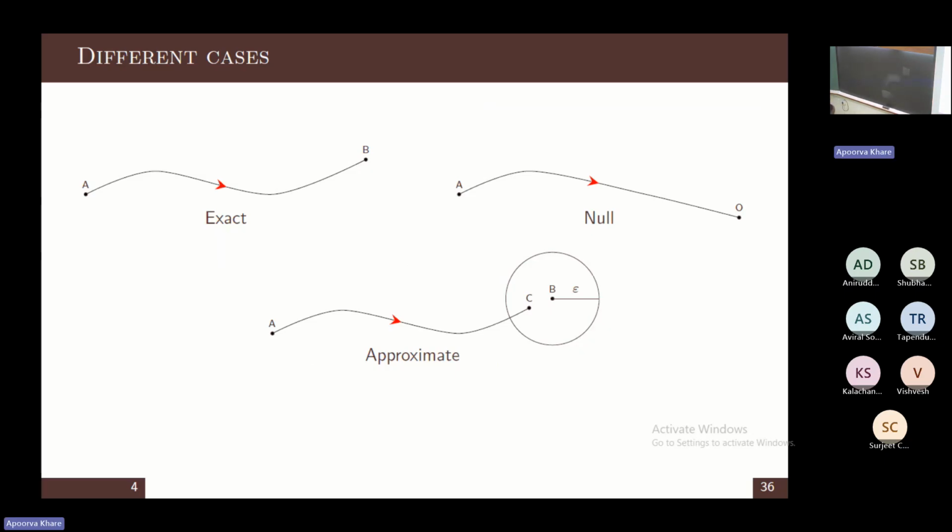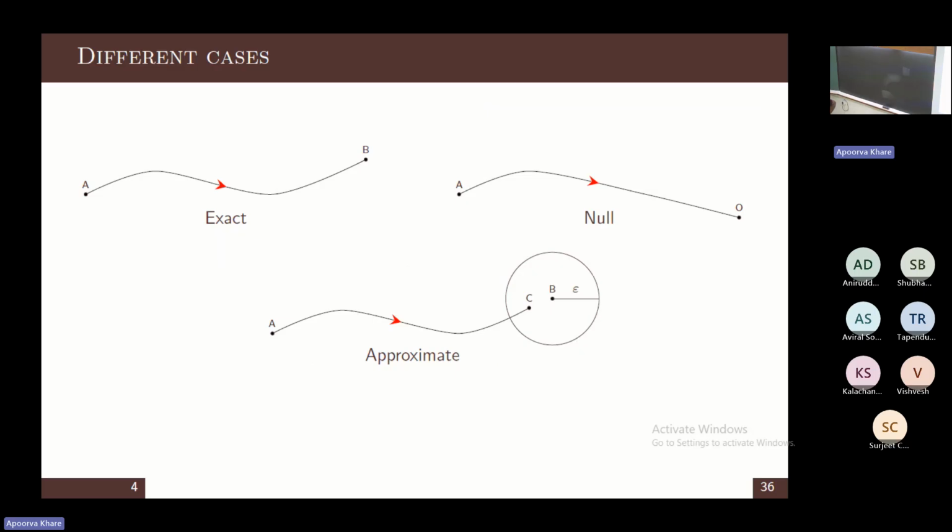So coming to the theory part, if you consider the control problem, there can be different notions of it. If we want to go from any point A to any point B, then that is known as exact controllability. If you want to go from any point A to the origin, or 0, then we say that is null control. So it can be either A to 0 or 0 to A. Both are considered as a null control problem.